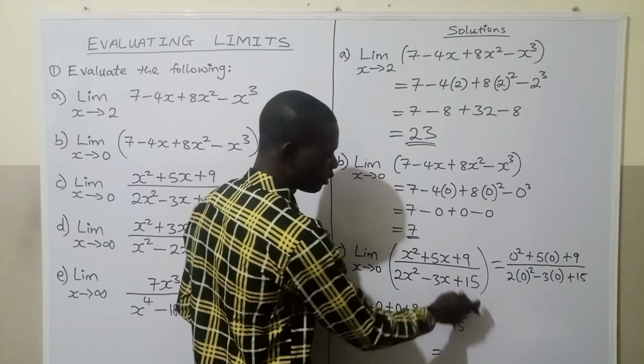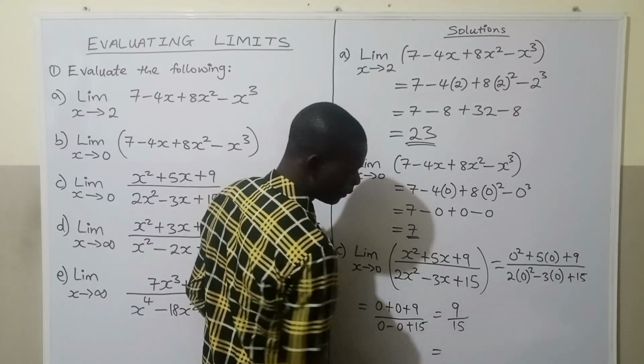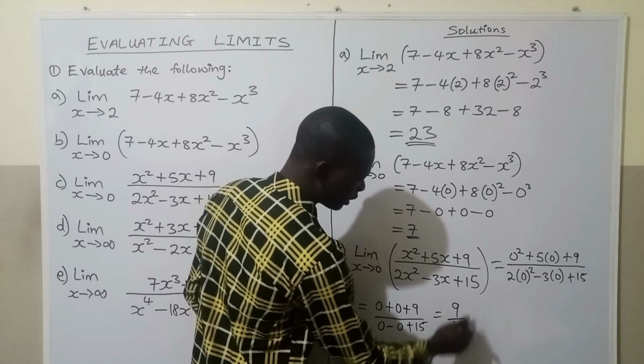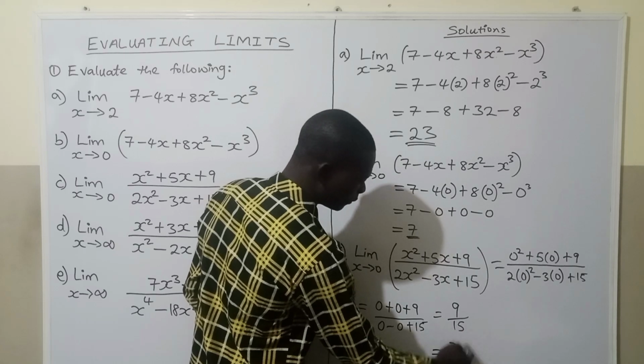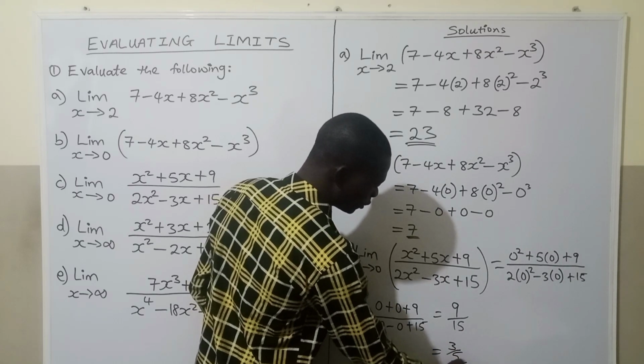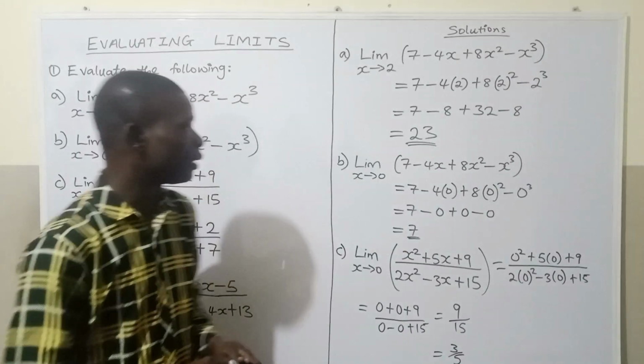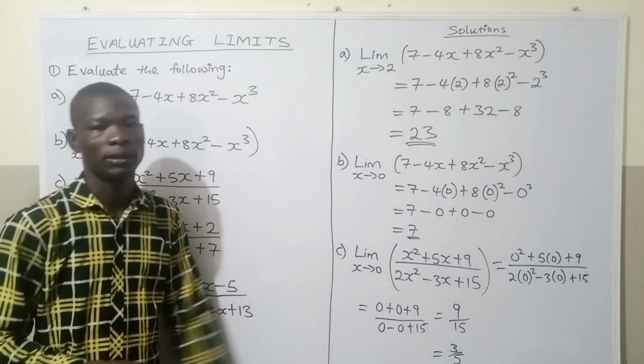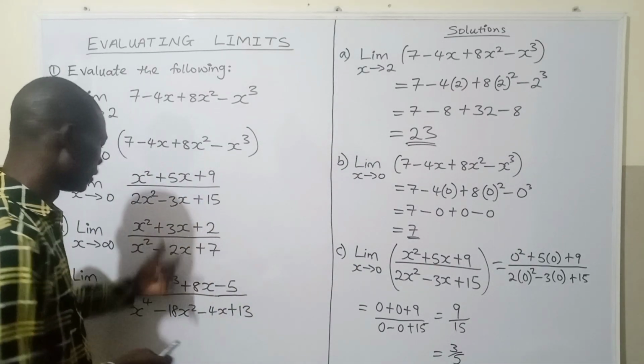So they have something in common. 9 divided by 9 over 15, they have 3 in common. So 3 in 9 is going to be 3, and 3 in 15 is going to be what? 5. So we have 3 over 5. That's A, that's B, and that's C for you. So we'll be moving on to D and E.